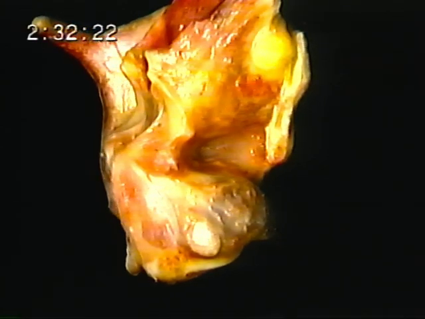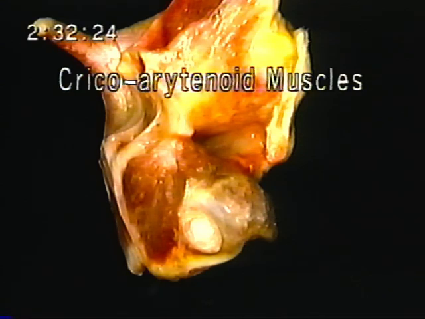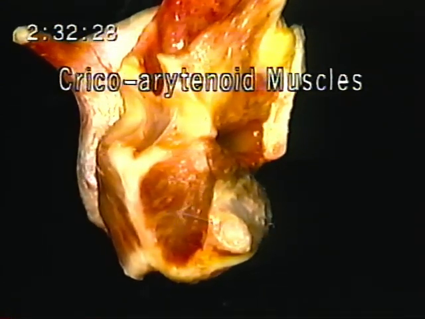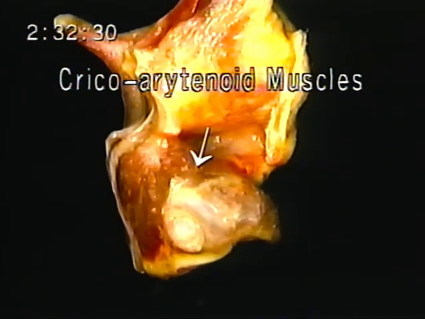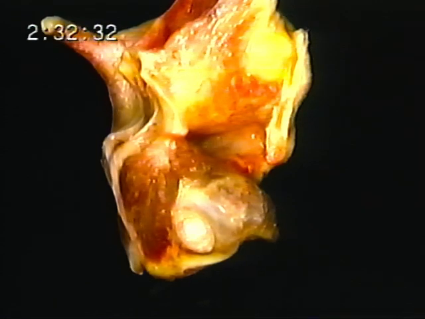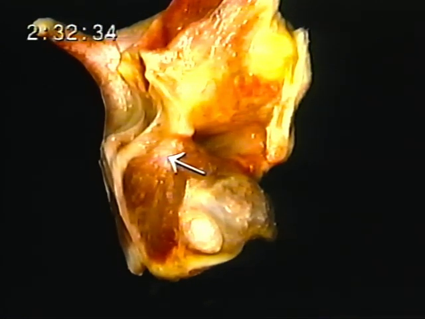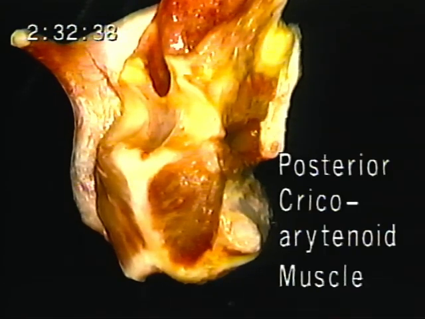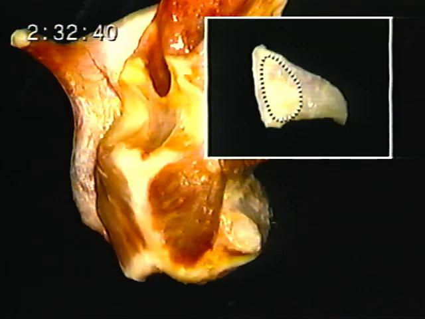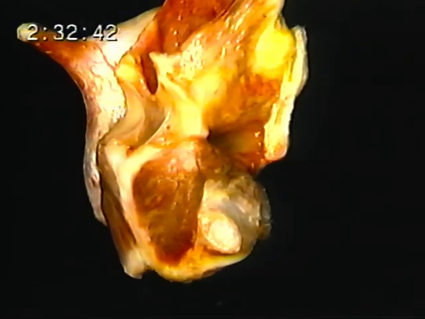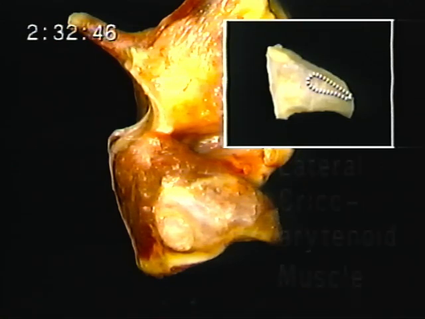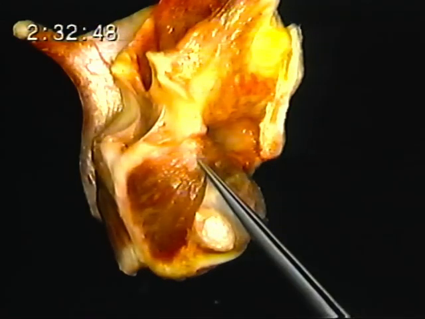The first muscles to add are the two cricoarytenoid muscles. Here's the posterior one. Here's the lateral one. They both converge on the muscular process of the arytenoid cartilage. The posterior cricoarytenoid muscle arises from here on the back of the lamina of the cricoid cartilage. The lateral cricoarytenoid muscle arises from the upper border of the cricoid cartilage.